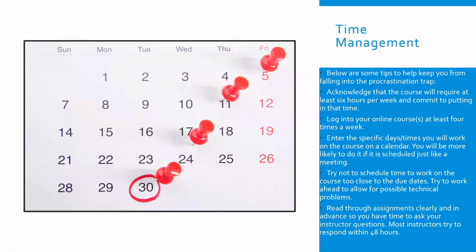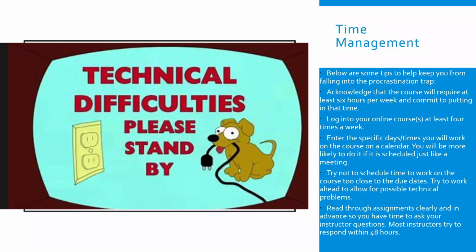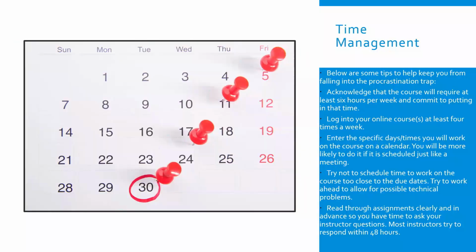You'll be more likely to do it if it's scheduled just like a meeting. Try not to schedule time to work on the course too close to the due dates. Try to work ahead to allow for possible technical problems. And read through your assignments clearly and in advance so you have time to ask your instructor questions. Keep in mind that most instructors try to respond within 48 hours.